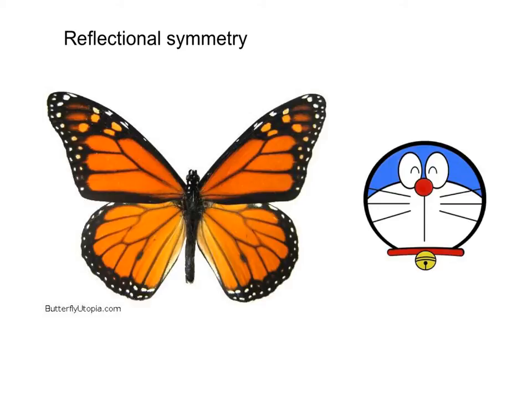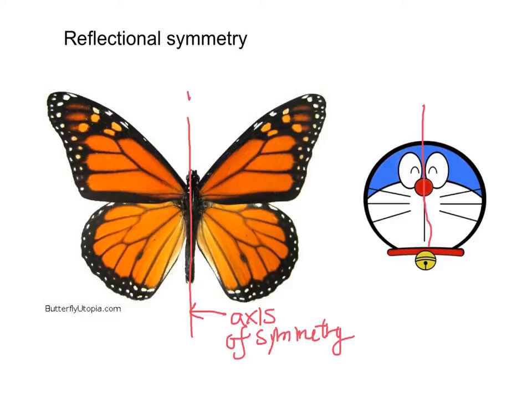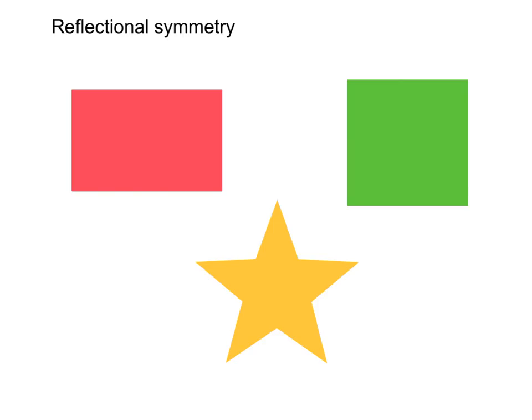And you can also observe that the butterfly is actually a symmetric insect. And this will be the line, or the axis, of symmetry. And with Doraemon, actually, it is quite the same. We can draw the axis of symmetry here. So let's look at a few more examples on reflectional symmetry.